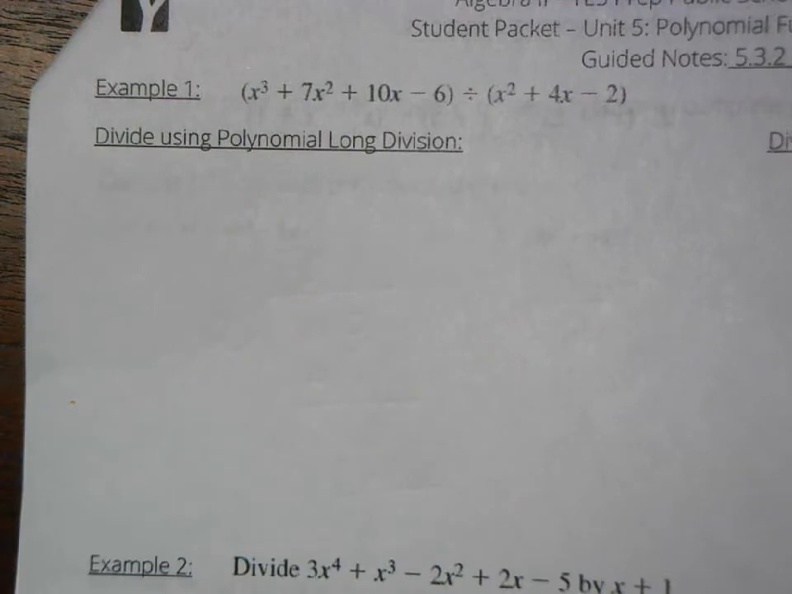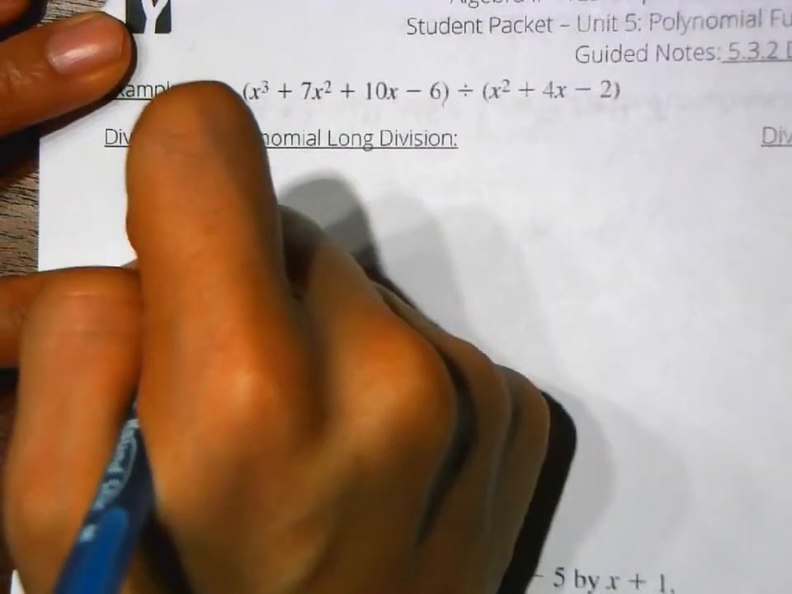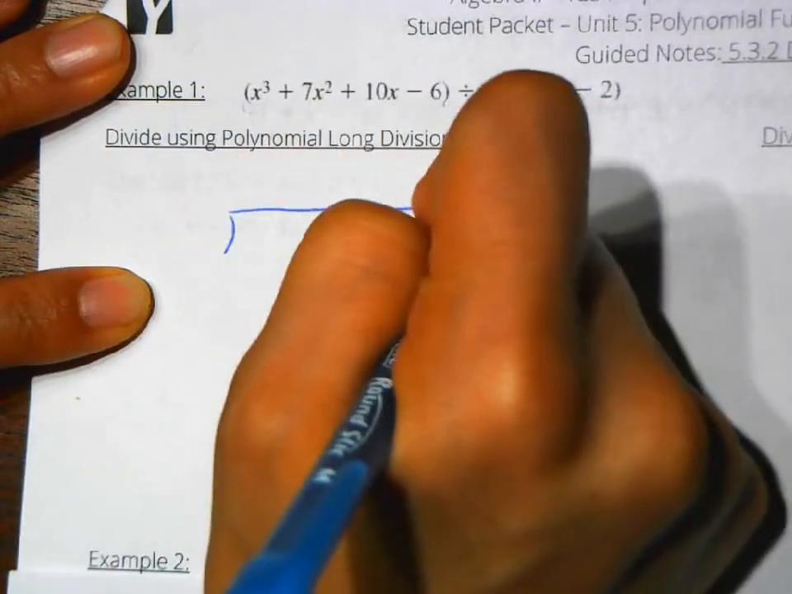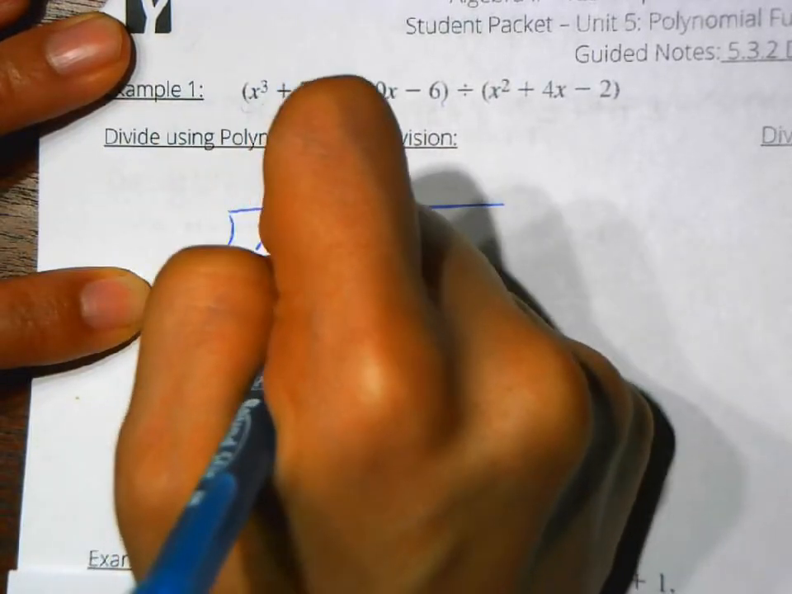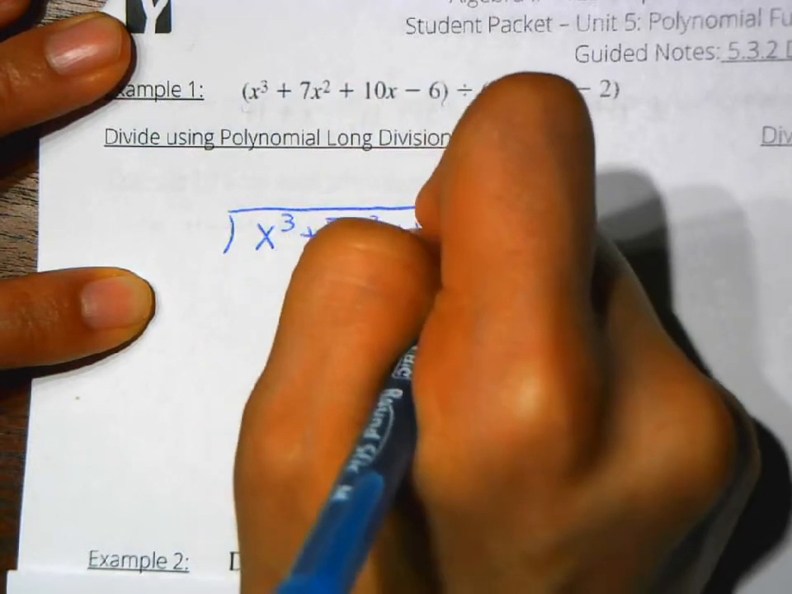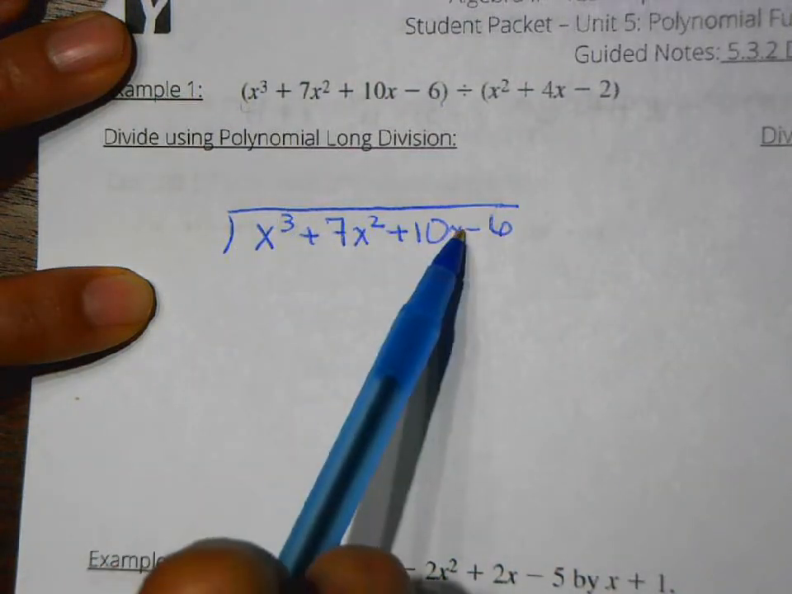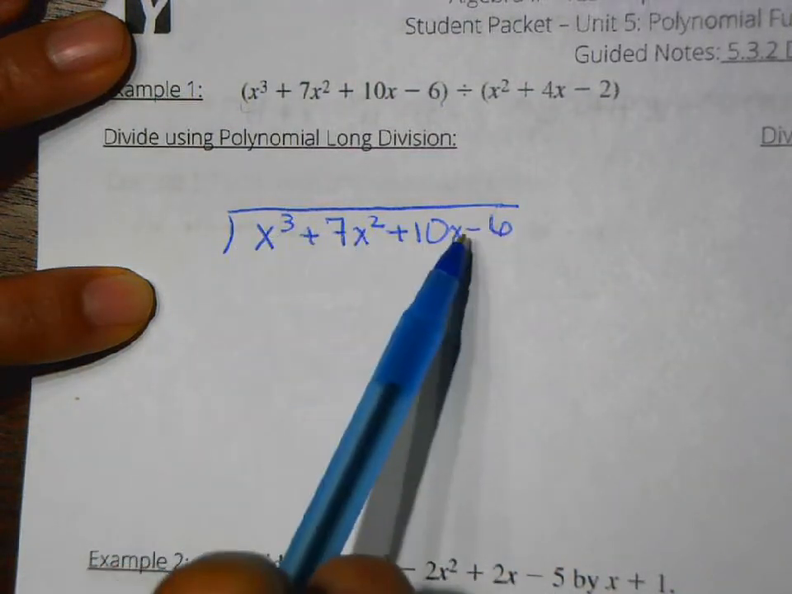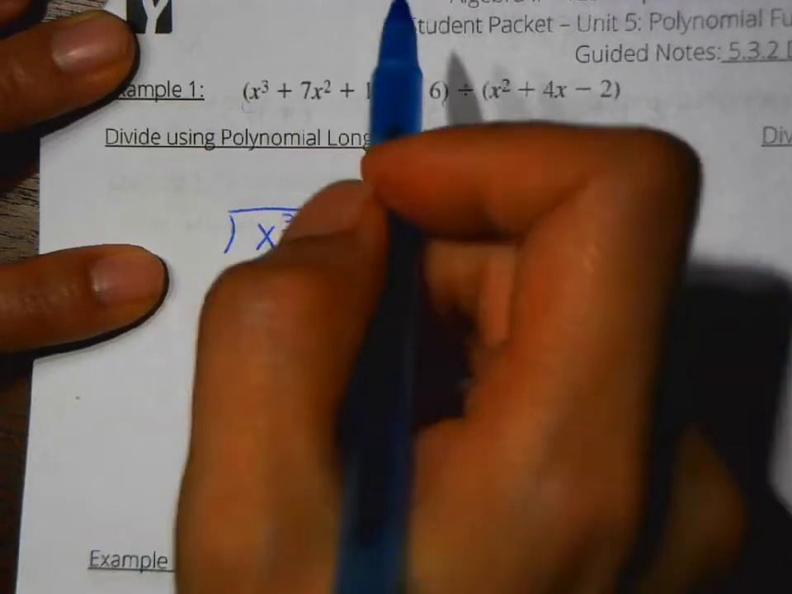So, polynomials. Dividing polynomials is very similar to dividing with just numbers. The first polynomial is going to go inside the division house. So we have x cubed plus 7x squared plus 10x minus 6. One thing we have to keep in mind is that the exponents go in decreasing order and don't skip. So we have 3, 2, 1, 0. So we're good on that, right?